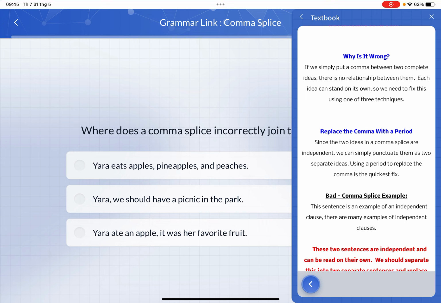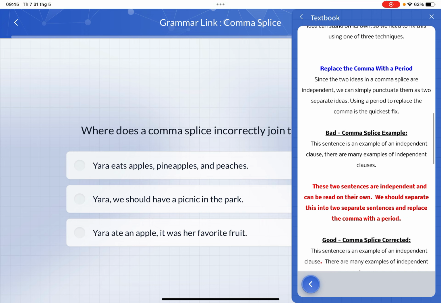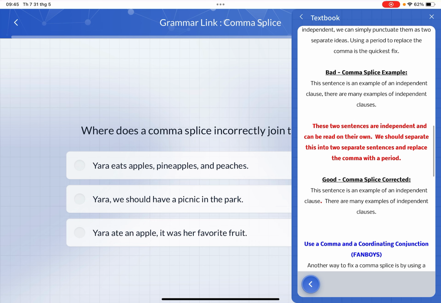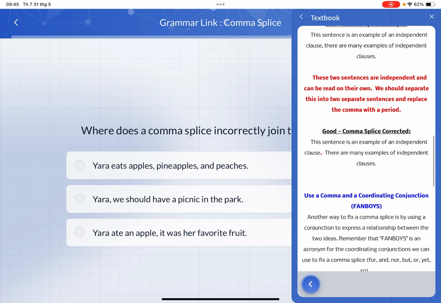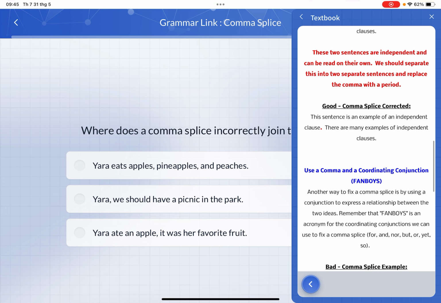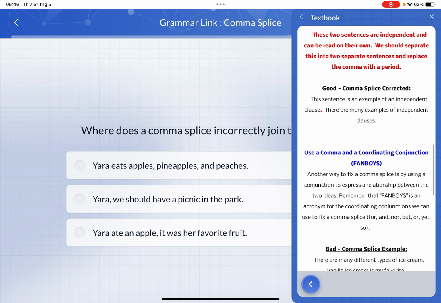A bad comma splice example would be: this sentence is an example of an independent clause, there are many examples of independent clauses. Now these two sentences are independent, and they can be read on their own. But we should separate them into two sentences and replace the comma with a period. A good example would be: this sentence is an example of an independent clause. There are many examples of an independent clause.